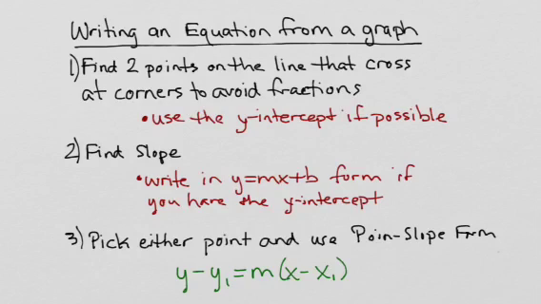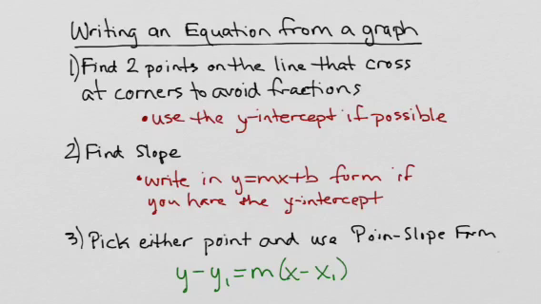First step is going to be to find 2 points on the line that cross at corners to avoid fractions. And I'll explain that when we do a couple of examples. And if possible, we want to use the y-intercept as one of those 2 points. Now, if that y-intercept happens to be a fraction or a decimal or not visible, then we don't get to do that. But there's a shortcut if the y-intercept is a whole number and we can see it.